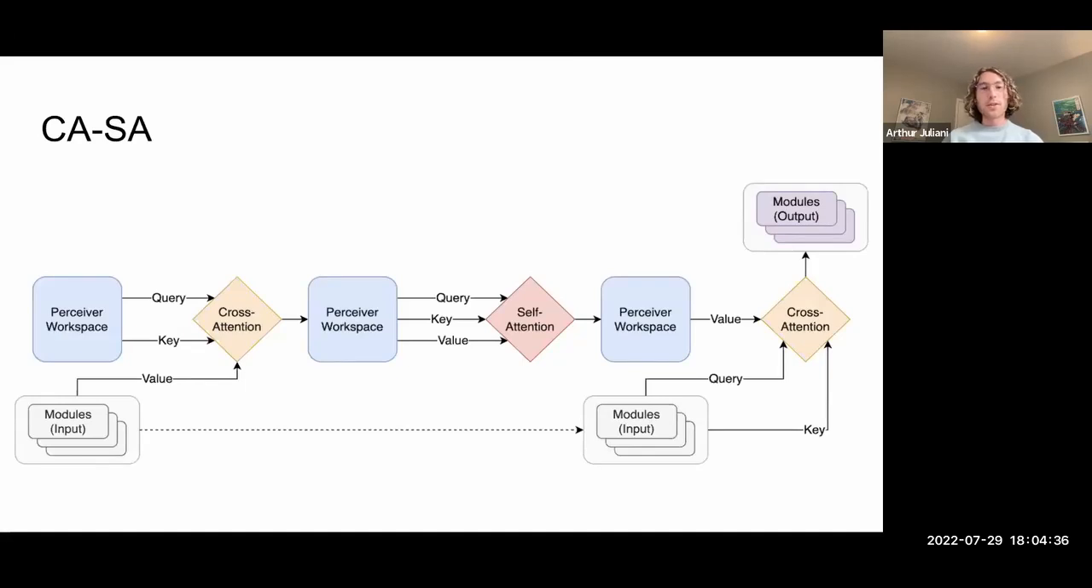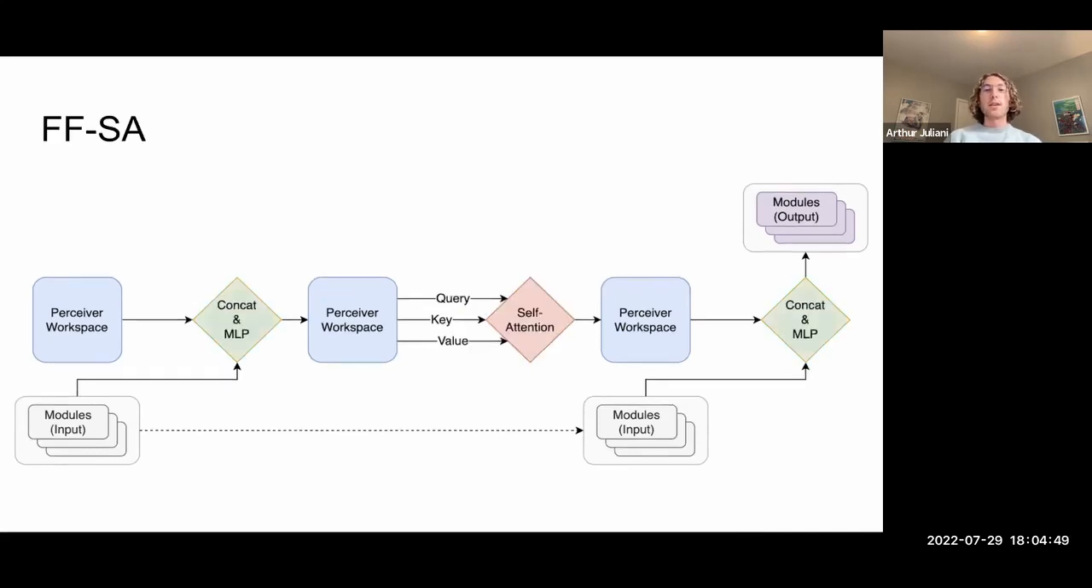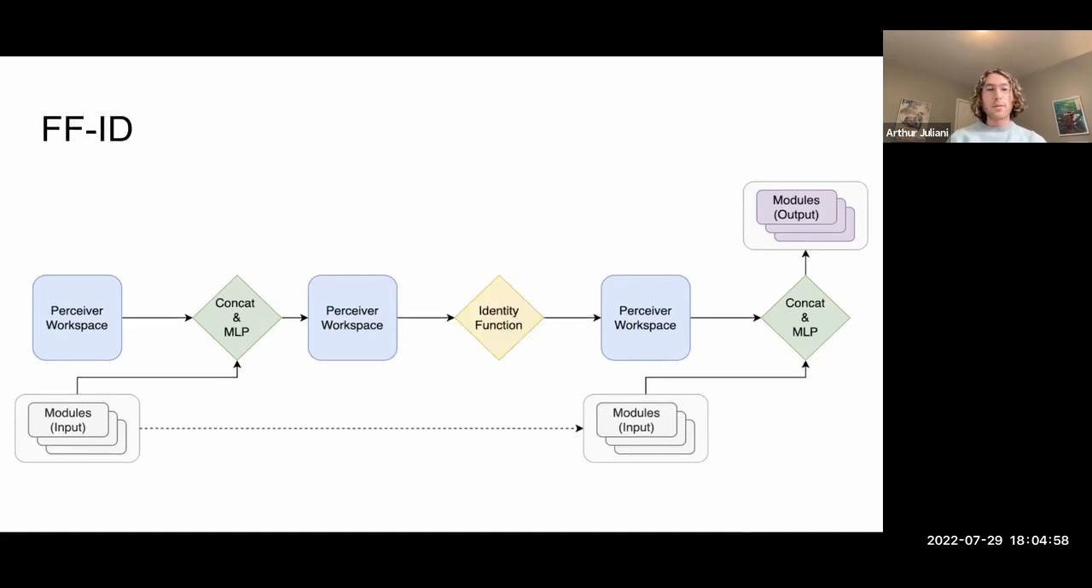So here we can see diagrammatically what each of these looks like. Here's the original architecture that I just showed on the previous slide. This is the architecture with the self-attention replaced with an identity function. Here's the architecture with the cross-attentions replaced with the feed-forward functions. And lastly, we have an architecture where both the self-attention and the cross-attention modules have been replaced.